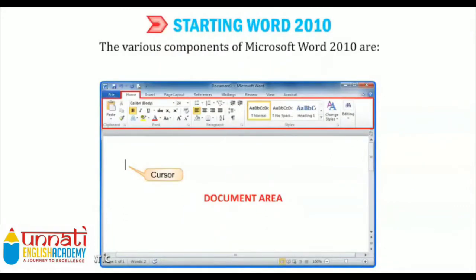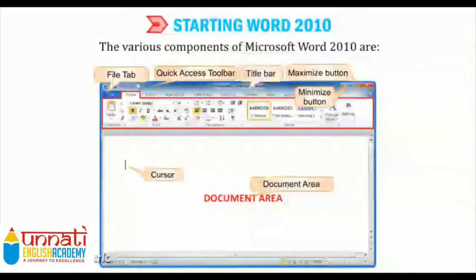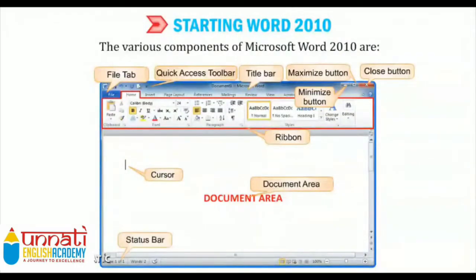The various components of Microsoft Word 2010 are: the first is File tab, Quick Access toolbar is shown in figure, the title bar that already we know, Minimize button, Maximize button and Close button. The white area where we are writing is called Document area. The ribbon, the status bar.